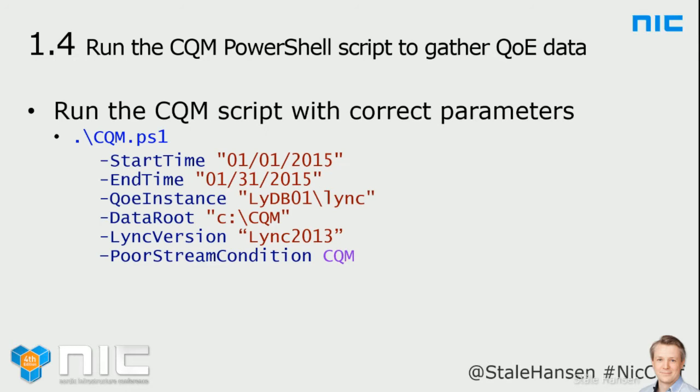And then you run the script, cqm.ps1, with the start time and end time, typically within a month or maybe longer or different periods. You specify the instance, you specify where you want to store the data, what kind of Lync version you have, and then also what the poor stream condition is. And I will get back to what that is.